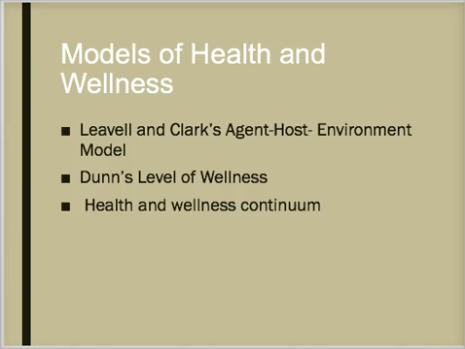Dunn's level of wellness is an interaction of the environment with illness and wellness. There's a health axis that extends from peak wellness to death. The environmental axis extends from very favorable to unfavorable. There's a health and wellness continuum, and there are certain dimensions of health, which include physical health, intellectual health, social health, emotional health, environmental health, and spiritual health. Once again, there are dimensions of health.